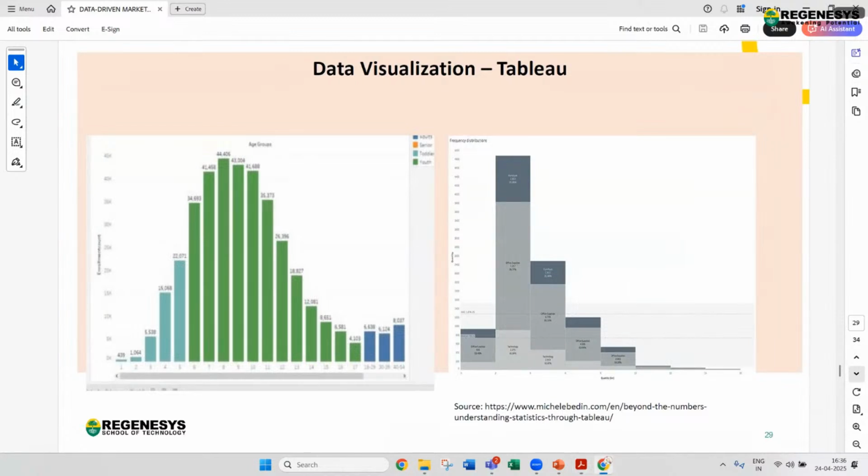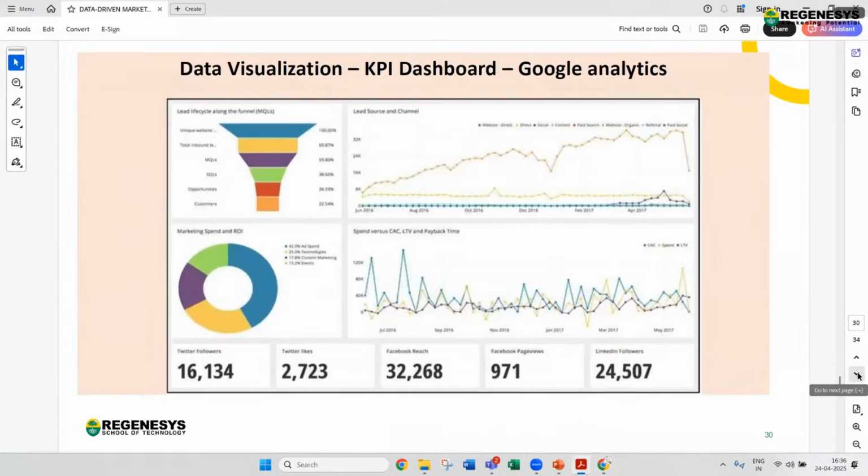We have another statistical tool, and here this is using it. Data visualization can also be done through this tool. Next slide, please. Next, I'm going to show you Google Analytics. This is a funnel diagram we have.